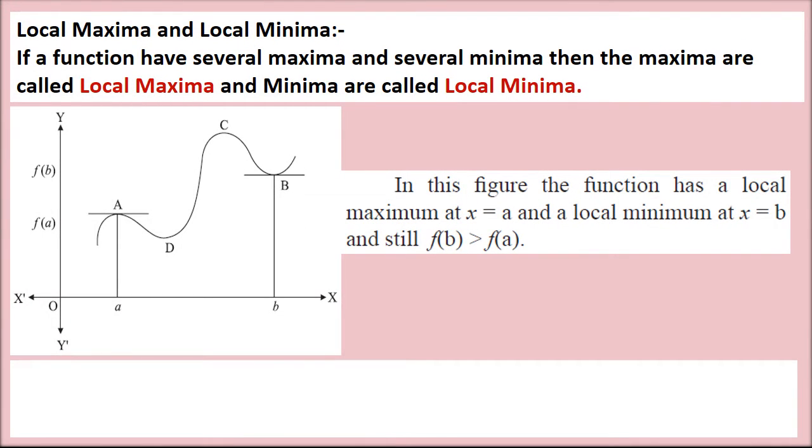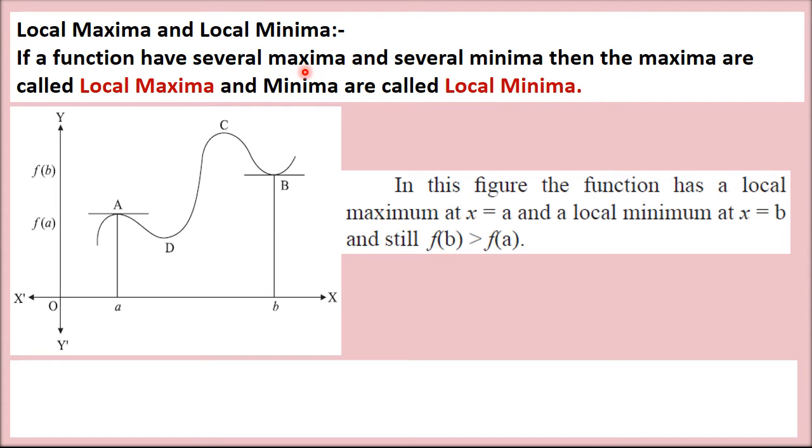Local maxima and local minima. If a function has several maxima and several minima, then the maxima are called local maxima and the minima are called local minima. Minima and maxima are the plural forms of minimum and maximum values.